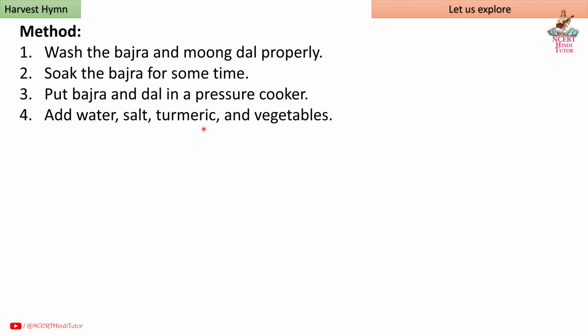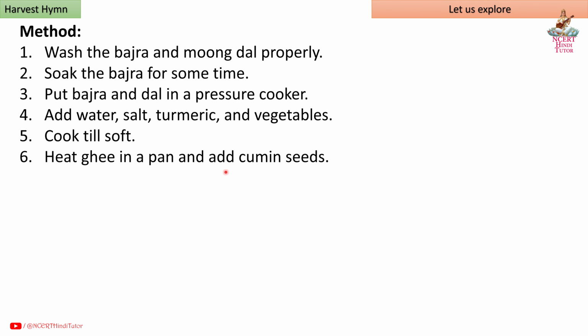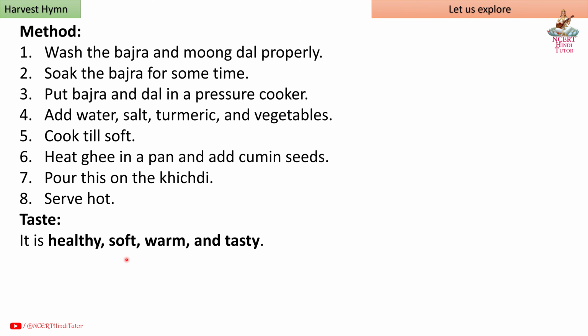Add water, salt, turmeric and vegetables. Cook till soft. Heat ghee in a pan and add cumin seeds. Pour this on the khichdi. Serve hot. Taste. It is healthy, soft, warm and tasty.